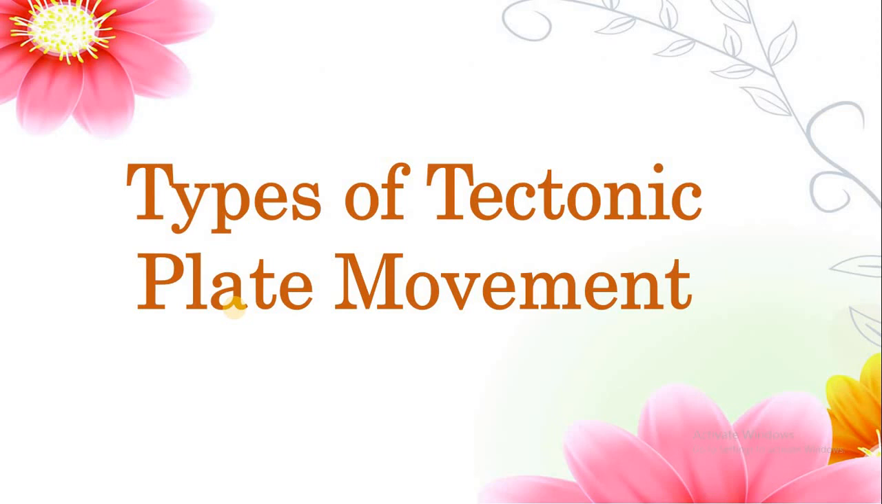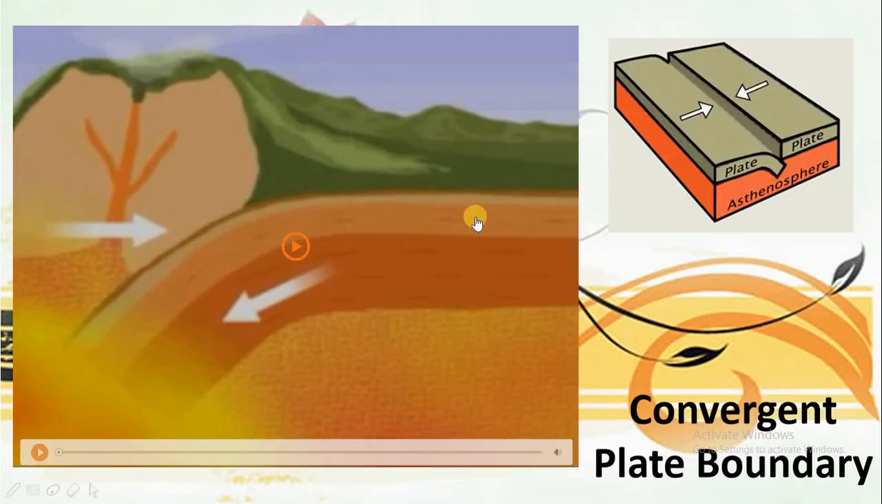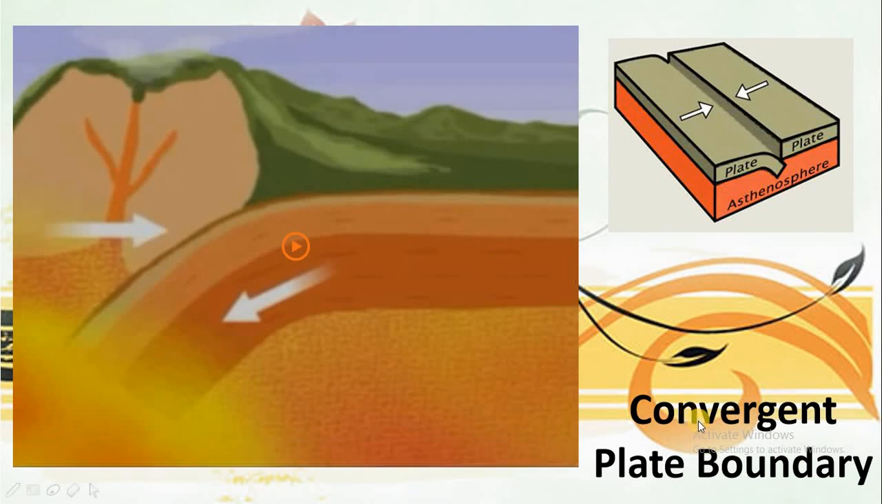Now we'll study about types of tectonic plate movement. So there are three major types of tectonic plate movement we can divide. First type of tectonic plate movement is convergent plate boundary. Okay, here you can have the picture of convergent. How this convergent can be understood, as you can see in this picture, two arrows.